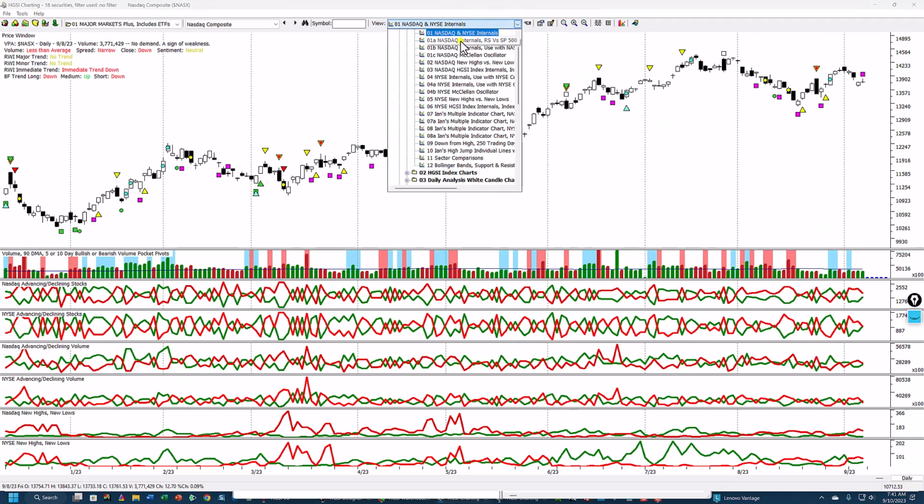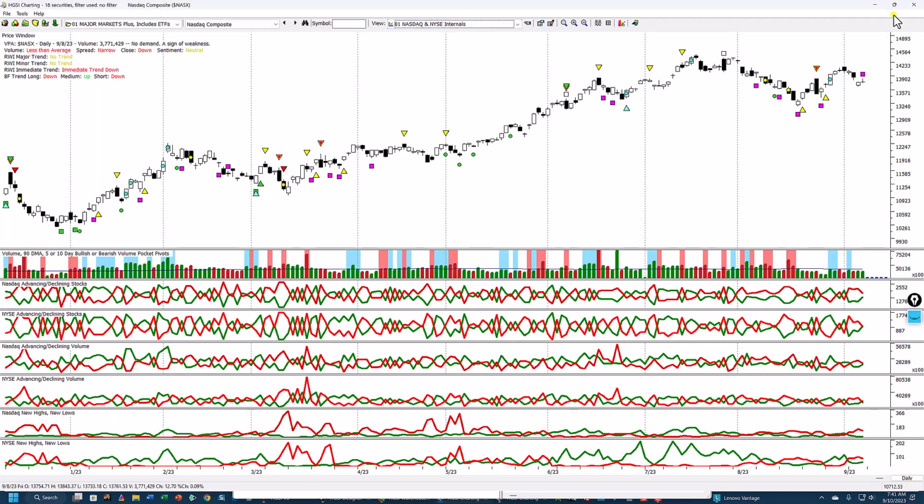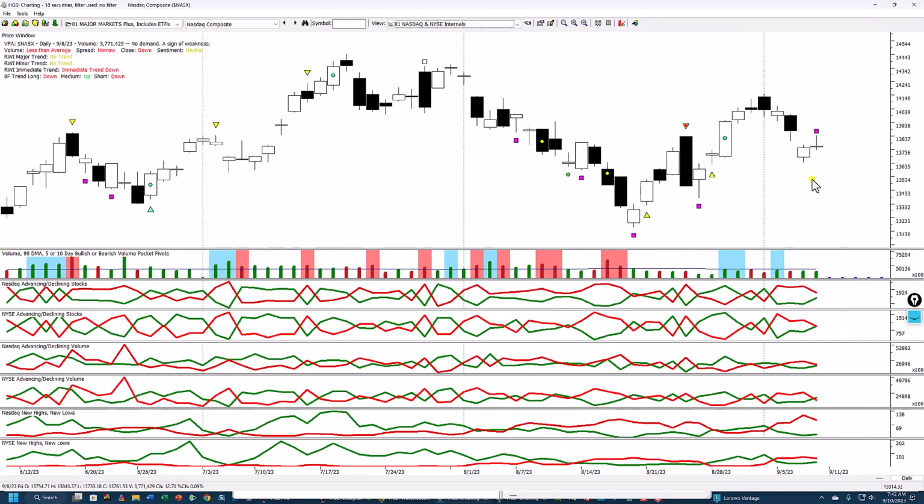Now, if I look at the chart itself, I'll zoom in on this a little bit with the alternate 1 key. You can see that the NASDAQ had a decent rally here, and it's been pulling back for 1, 2, 3 days, and Friday it tried to go up and it was rejected, and we got a no demand, a sign of weakness. And the reason that is there is because volume was light.